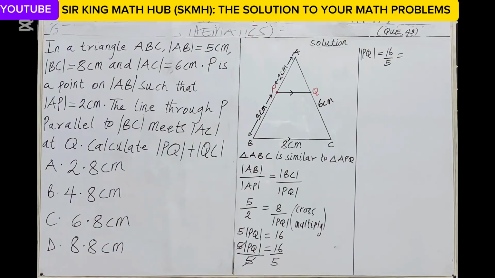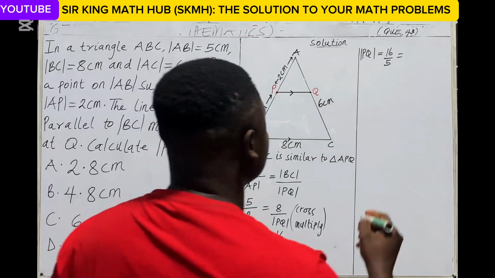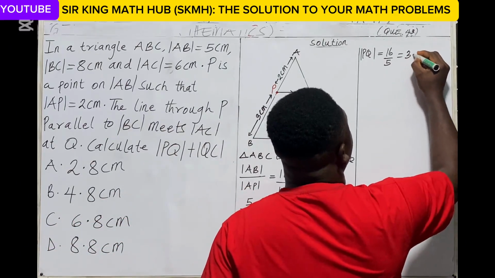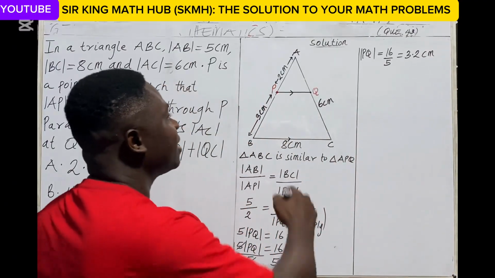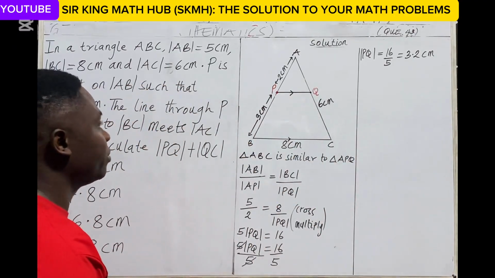So 16 divided by 5, we have 3.2 centimeters. So that is the length of line PQ.